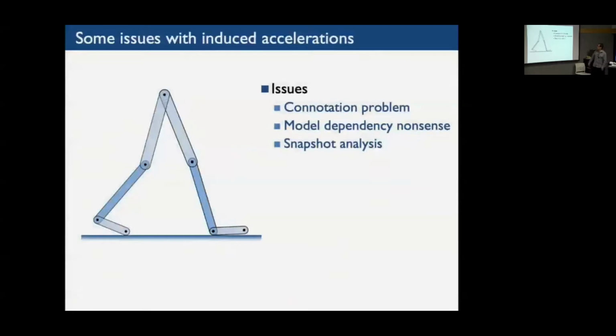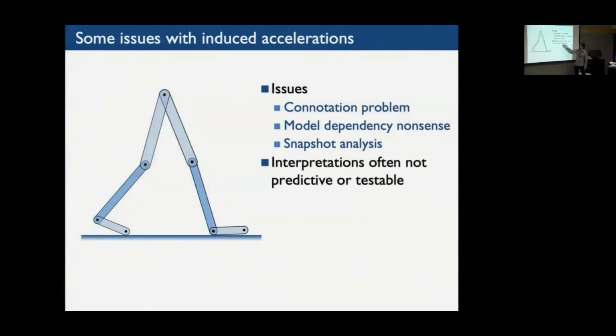Okay, just to summarize, I said there's a connotation problem, there's a model dependency problem, and then there's a problem with the snapshot analysis that doesn't take into account what happens over time. I would also say that what we're doing here is a lot of interpretation. And I think interpretation should not be the goal of what we do. Interpretation is something happens and we look at it after the fact. What we'd really like to do is we'd like to make predictions and test them.